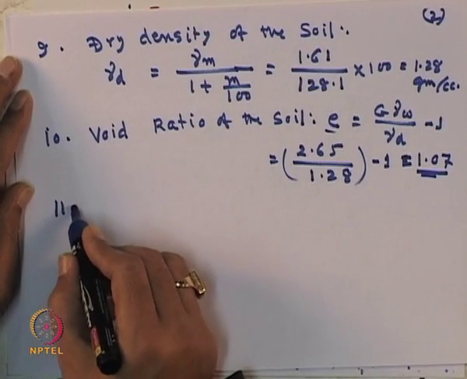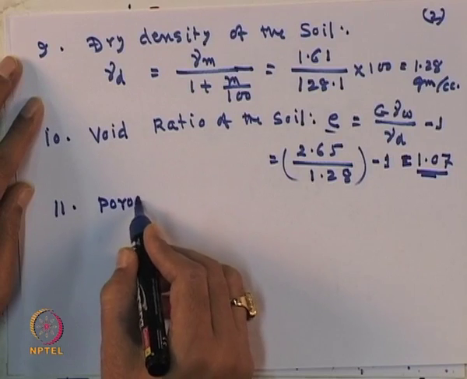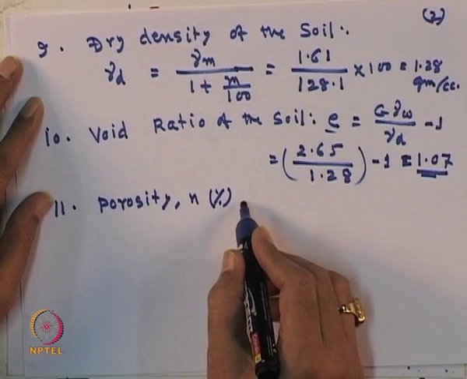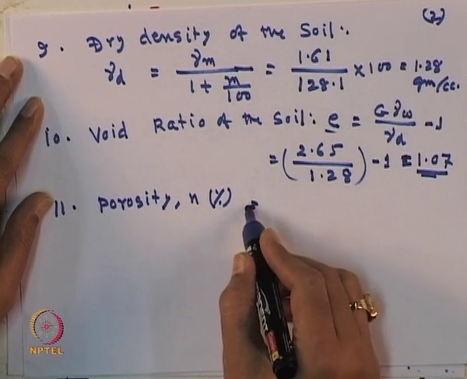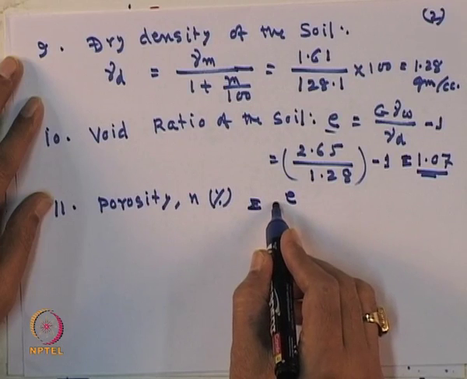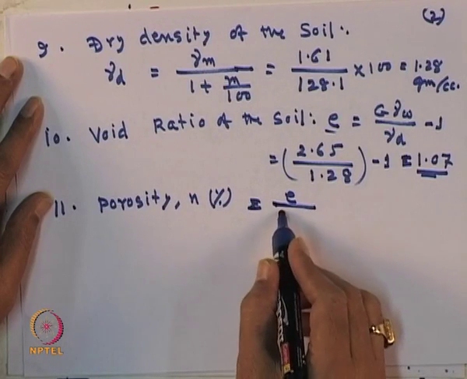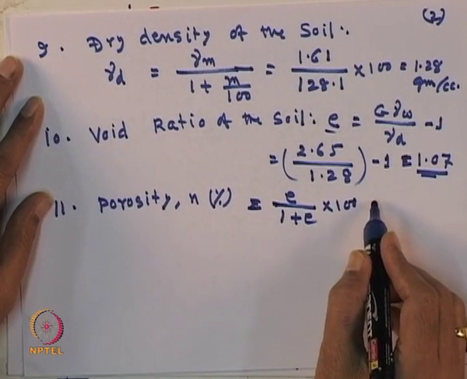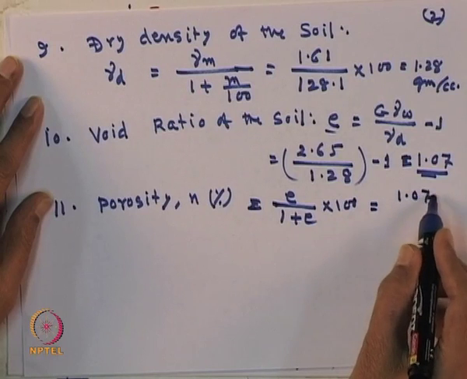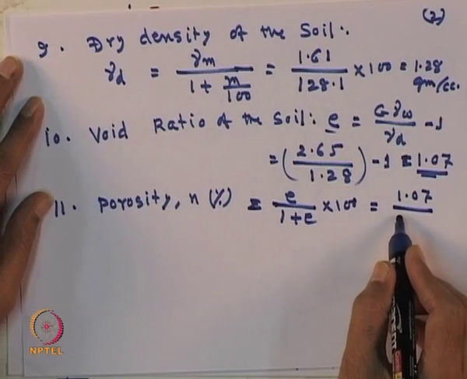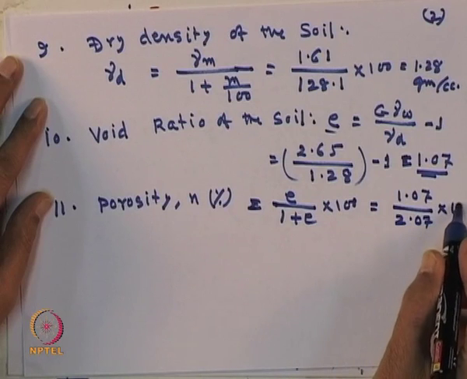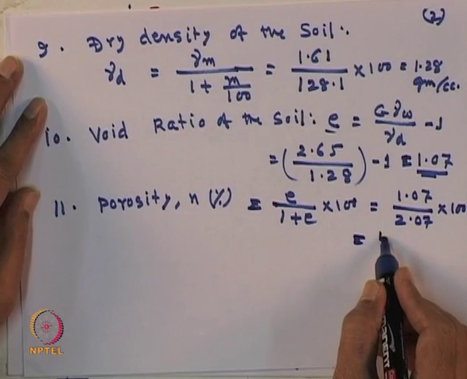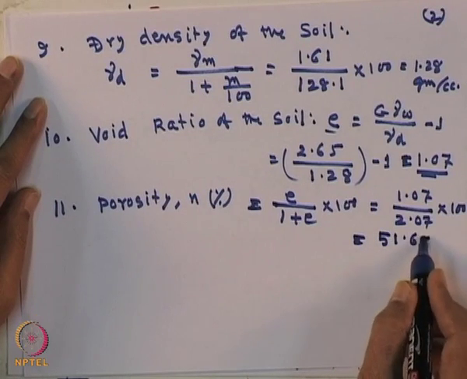Now, you can calculate the porosity, that is n, in percentage. That means n is equal to e divided by 1 plus e, into 100. So, this is 1.07, that is e, divided by 1 plus e, meaning 2.07, into 100. So, this will give a porosity of about 51.69%.